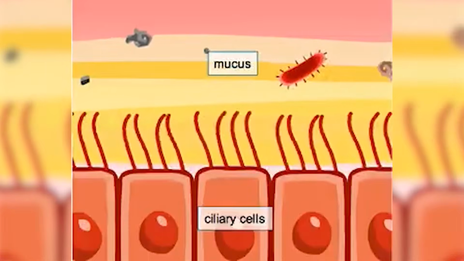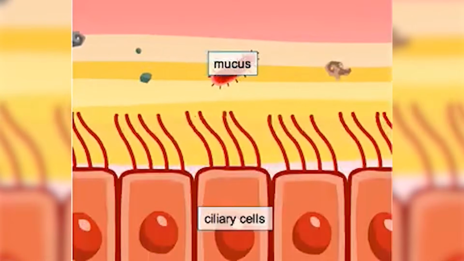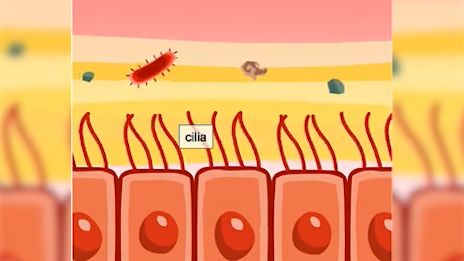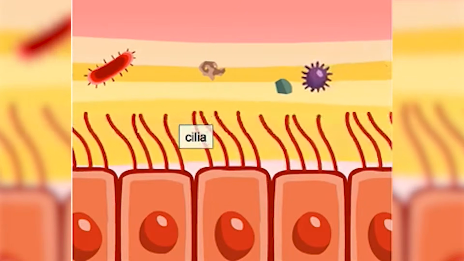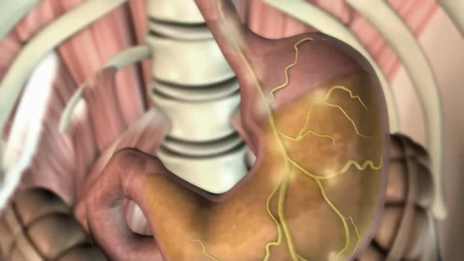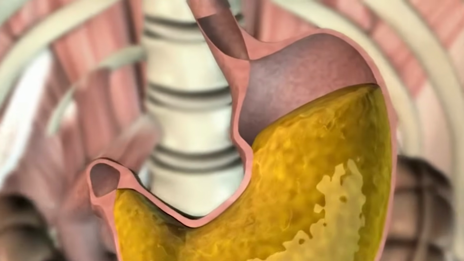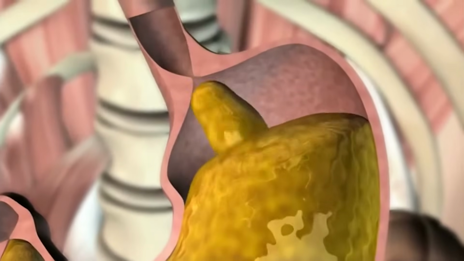Along with mucus, the nose also contains cilia, which are microscopic hair-like structures that move in a wave-like motion. These cilia push the mucus and trapped particles toward the back of the throat, where they can be swallowed and destroyed by stomach acid. This cleaning system is very effective and works continuously to protect our respiratory system.